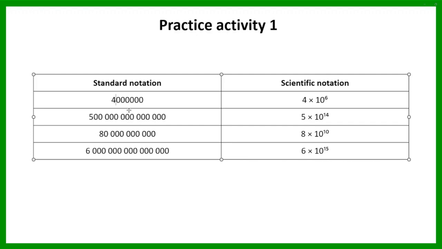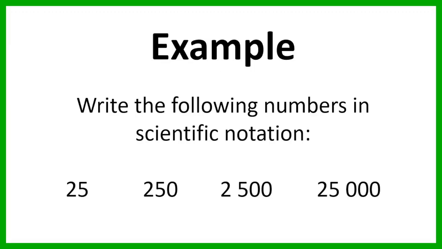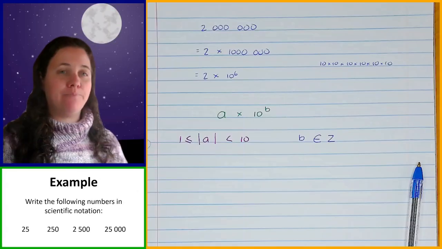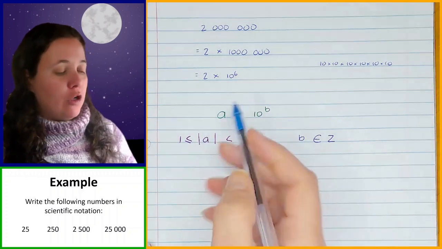Okay, so now the way we're going to do this is going to be very similar, but you can't just be counting zeros. It's not going to work quite the same. So let's have a look at what we're going to do for this. So first, let's have a look at what happens when we take all four of these ones that I've got over here and we compare them. Okay, so first we've got 25.